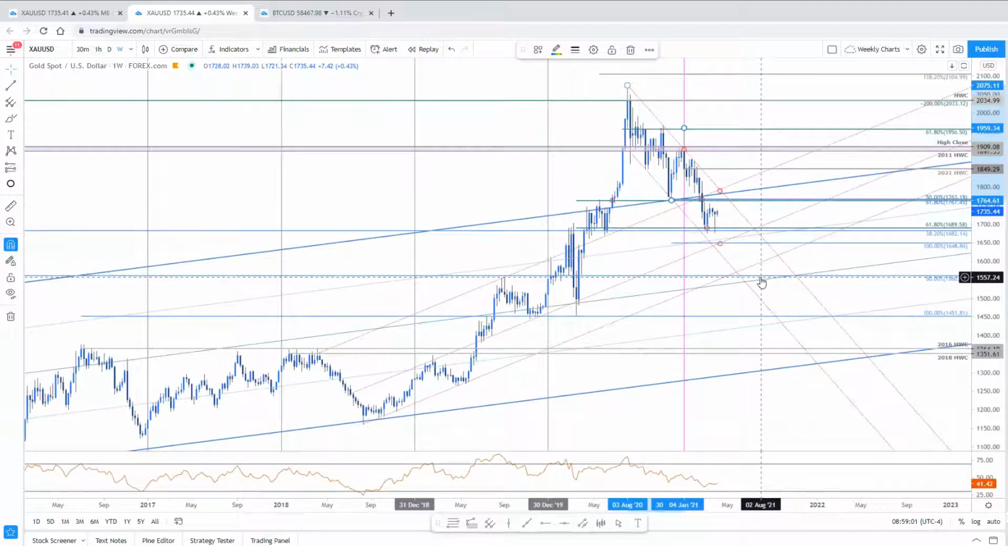So while gold is testing resistance today, it's testing a possible breach of resistance today. If that breaks, yeah, it shifts the near-term focus higher, but that's still all within the confines of the decline on the weekly chart. So keep that in mind. Here's the daily.